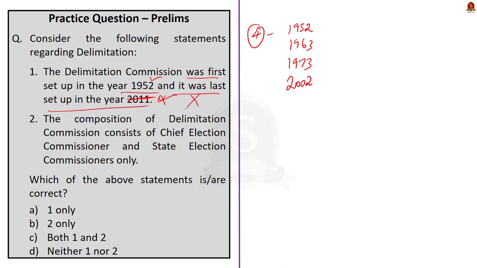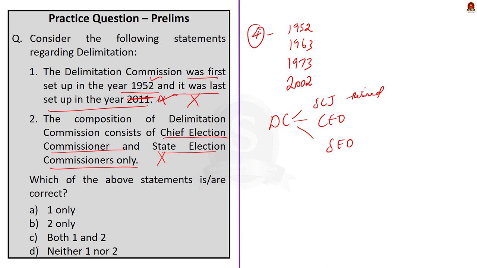Now, coming to the second statement. The composition of Delimitation Commission consists of Chief Election Commissioner and State Election Commissioners only. This also we saw in the discussion itself. The Union Government sets up a Delimitation Commission made up of a retired Supreme Court Judge, the Chief Election Commissioner of India and the respective State Election Commissioners. So, statement 2 is also incorrect. So, the correct answer for this question is option D, neither 1 nor 2.